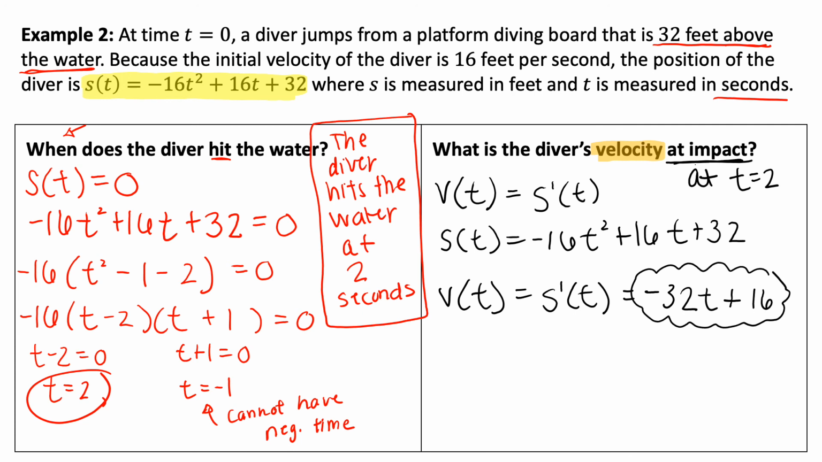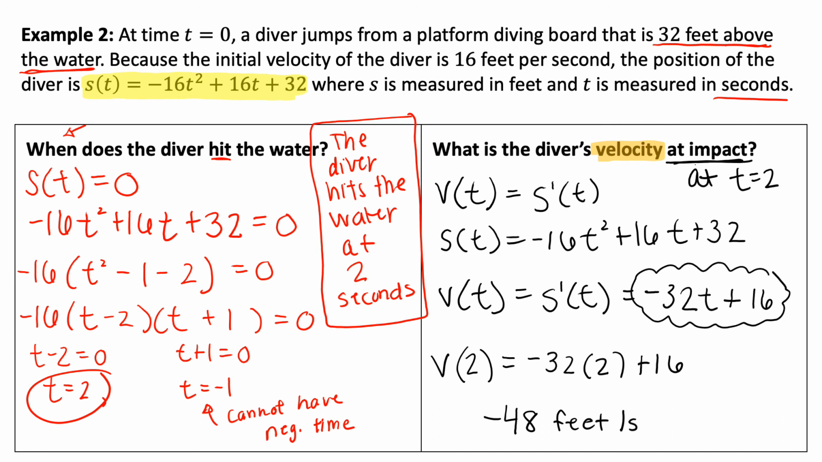But remember, the question was actually the velocity at impact, so we want to look at the velocity when t equals 2. Plugging in, we get negative 32 times 2 plus 16, which gives us negative 48. And because this is velocity, we want to go back to our units and write this as feet per second.